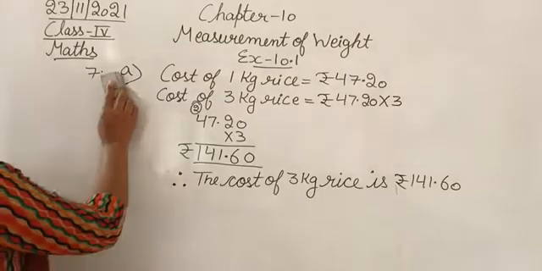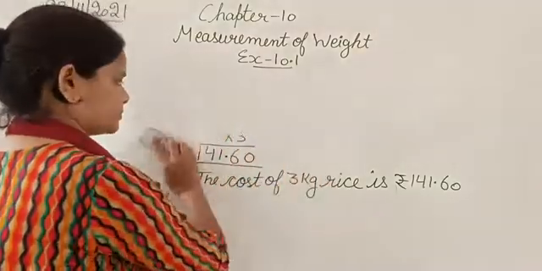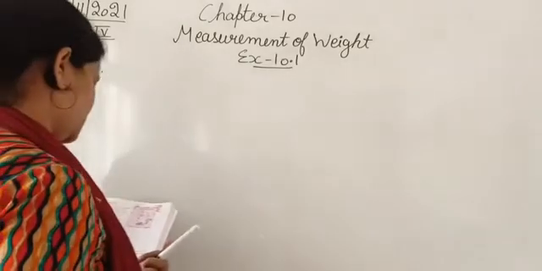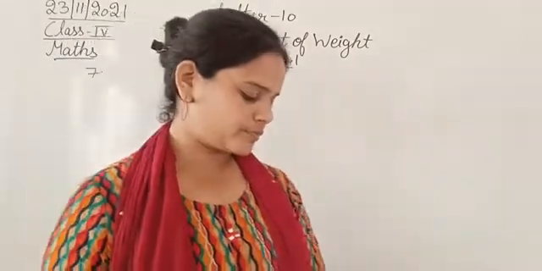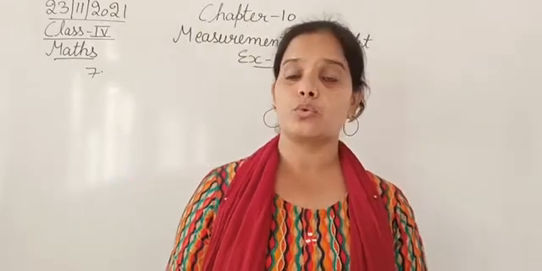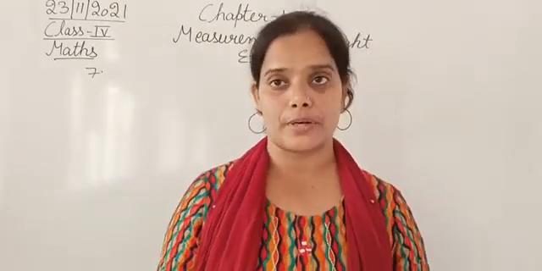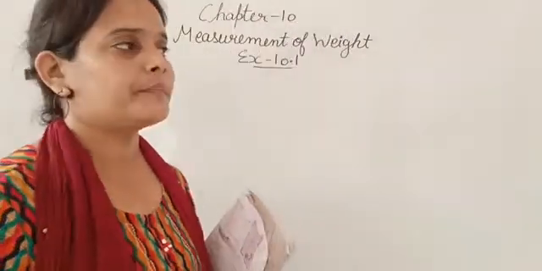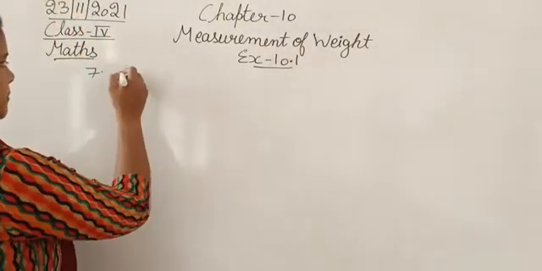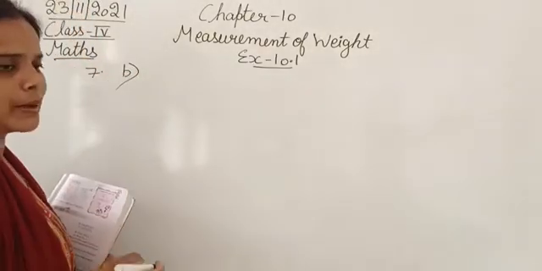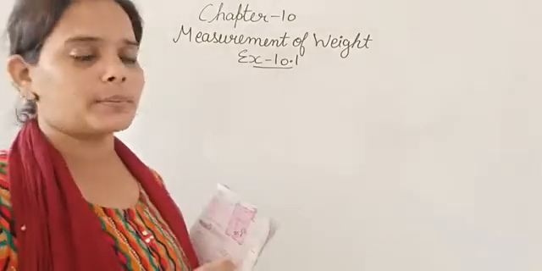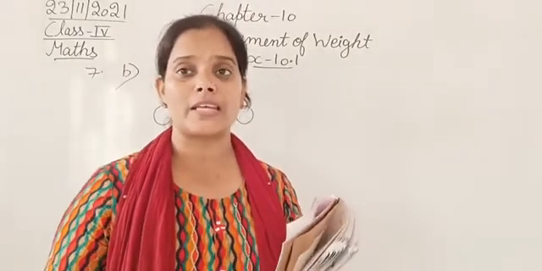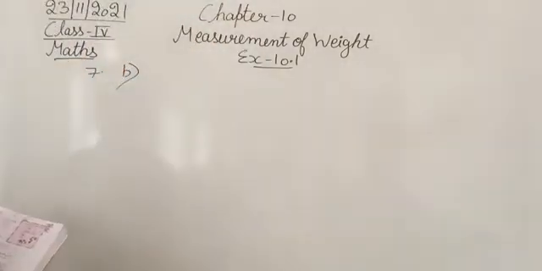Moving next to the B part. Now in the B part we need to find out the price of 500 gram of rice. So before telling you about the B part, if you remember, when I was introducing the topic, at that time we have done how many grams will make 1 kg. So we are going to follow that only.